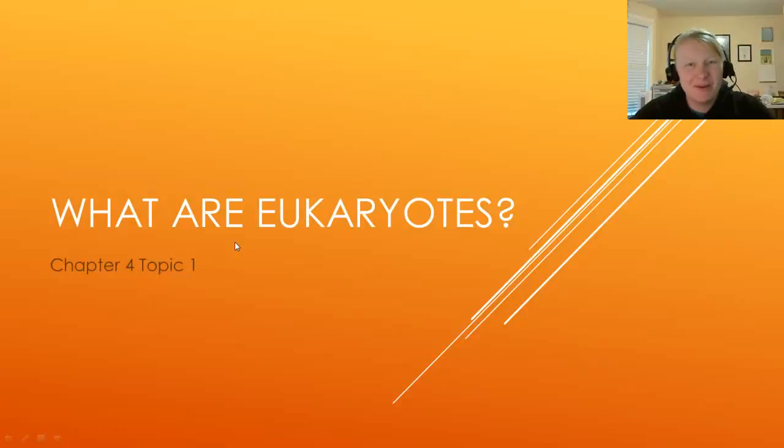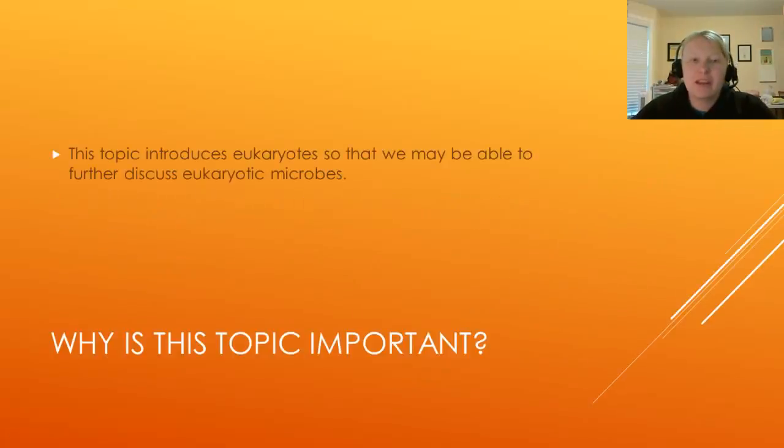Welcome to Chapter 4. We start off with a very short topic on what are eukaryotes. In this topic, we're going to talk about in general what eukaryotes are, and in more topics within this chapter we're going to talk about the different types of eukaryotic microbes. This topic and the one after it help set the stage for understanding the eukaryotic microbes. We need to understand what eukaryotes are and how they work in order to understand the different eukaryotic microbes.